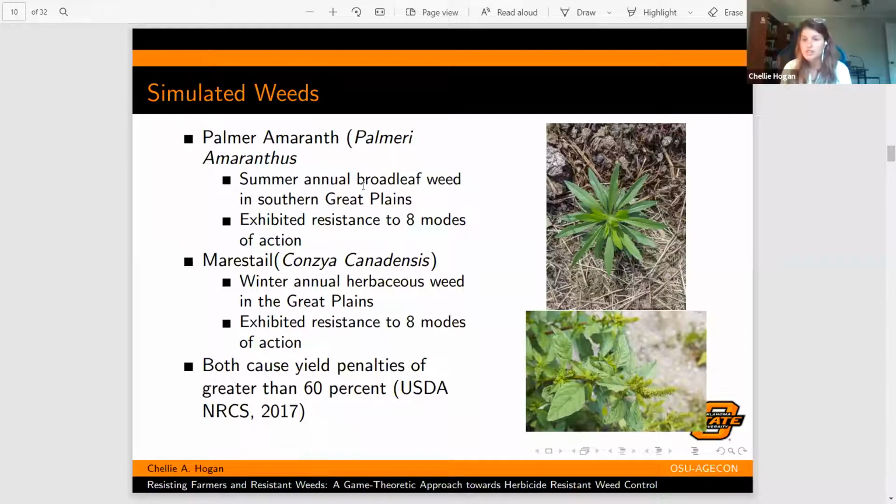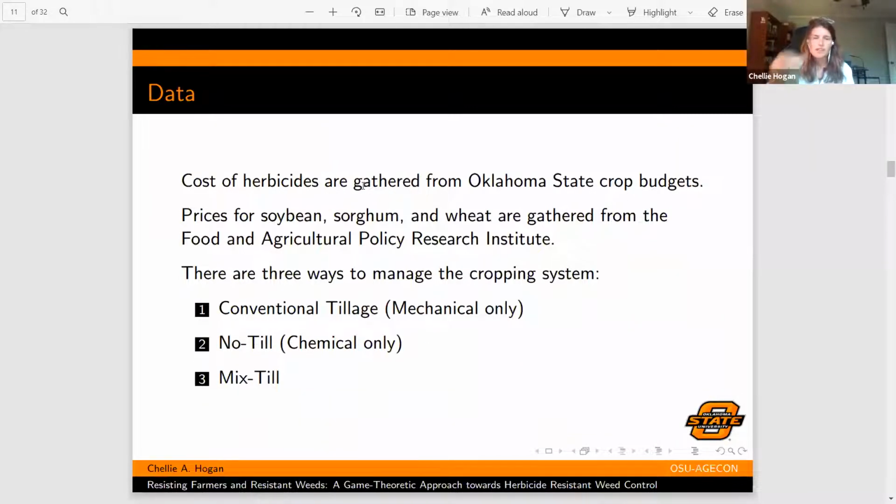So both of these weeds can be very problematic in fields, especially at high infestation levels, because it's been documented that both cause yield penalties of greater than 60% when they are at high infestation levels. So these are very problematic for rain-fed cropping systems. And so cost of herbicides are gathered from Oklahoma State crop budgets.